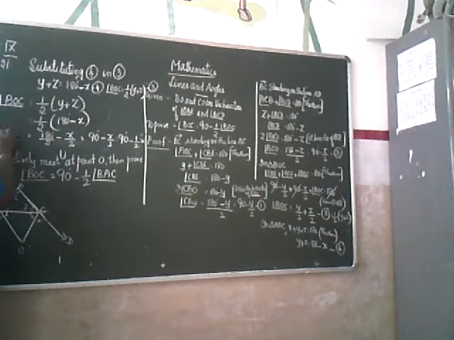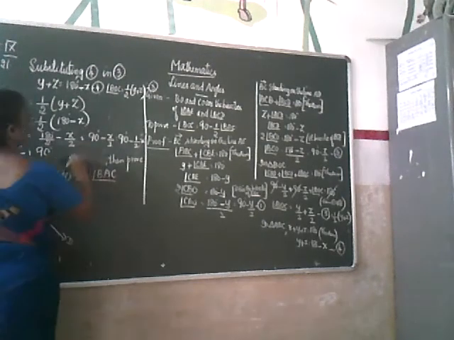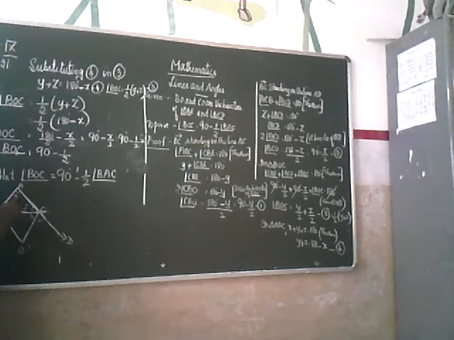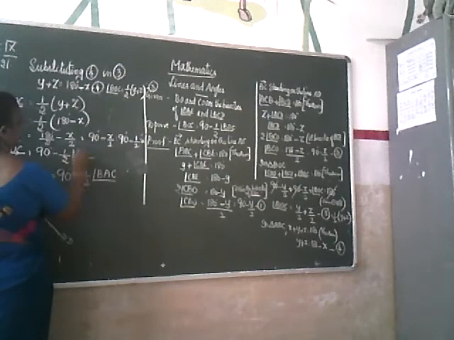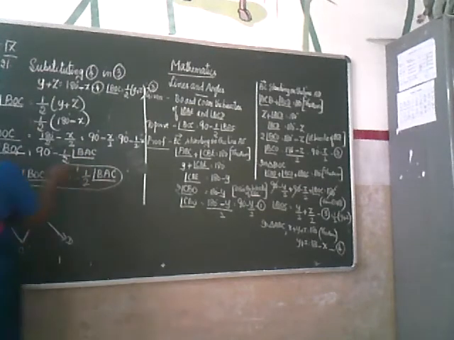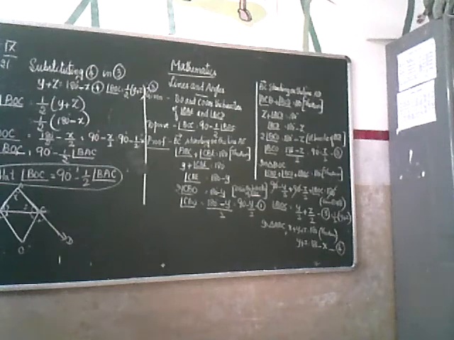So what is half of x? 90 minus half of, what is x? Tell me. What is x? BAC. Angle BAC. So that's what you have to prove. 90 minus half of BAC. Okay? Understood? Yes.